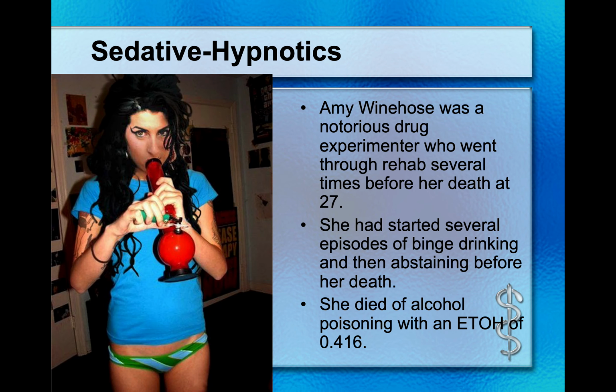Amy Winehouse was a notorious drug experimenter who went through rehab several times before her death at 27. She had started several episodes of binge drinking and then abstaining before her death. She died of alcohol poisoning with a blood alcohol level of 0.416, which is 5 times the legal limit.